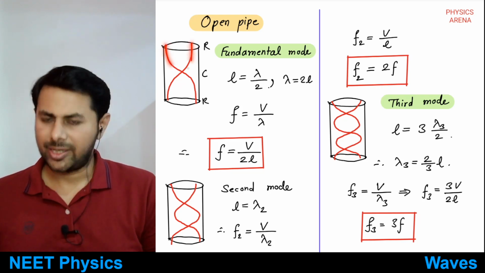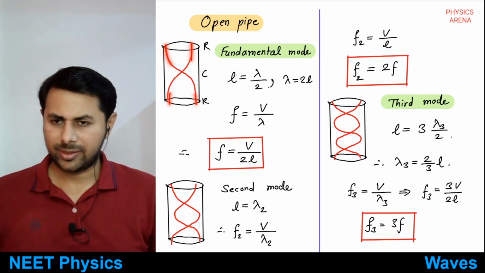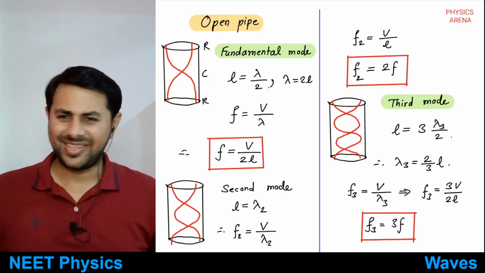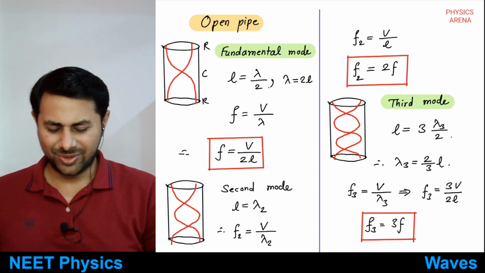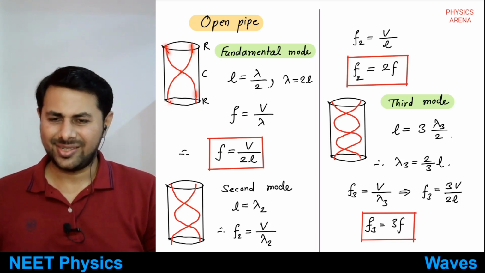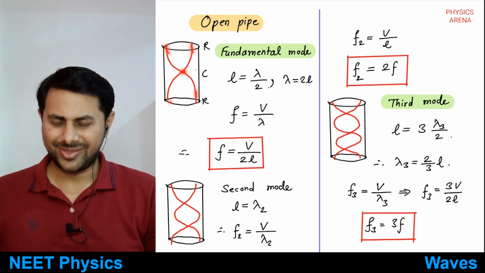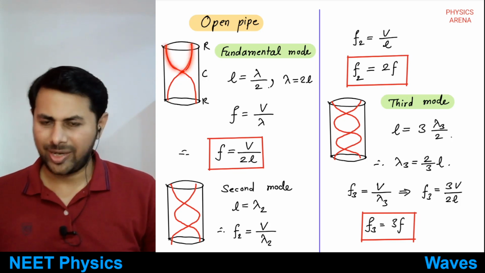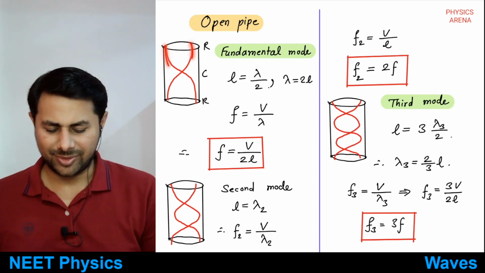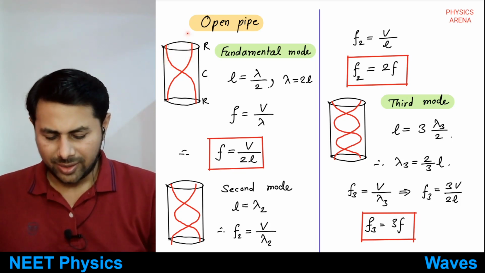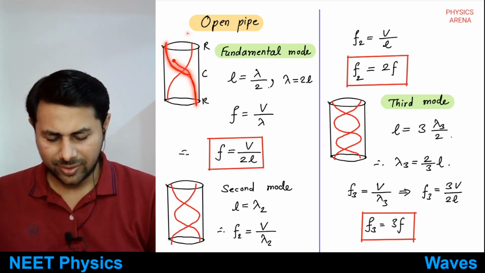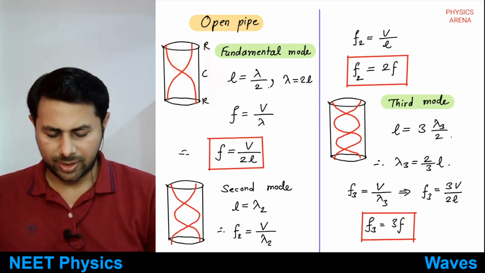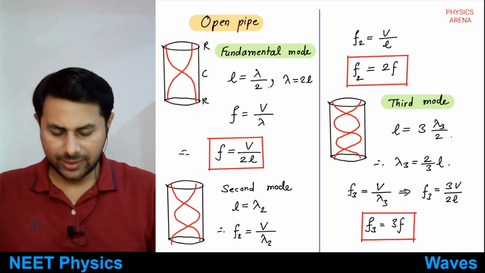So that means there will be rarefaction here, there will be a rarefaction here, and in between two rarefactions. So if there is just rarefaction, that's nothing, right? So in between these two rarefactions, a compression is formed, okay? And we have seen compressions are denoted by node and rarefactions by antinode, okay? All right, so then how much would be this length? This is the length of this pipe or tube, you can say.